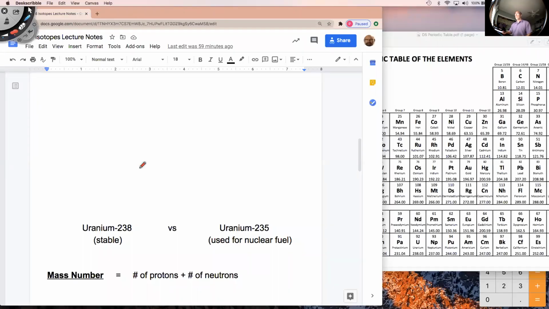So the difference between uranium-238 versus uranium-235, two different isotopes, would be the number of neutrons. So what do they have in common? In common is the protons, which equals 92. And the difference between these is going to be the number of neutrons. So how do we find out that number of neutrons?